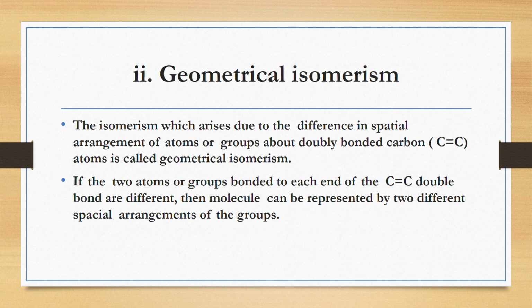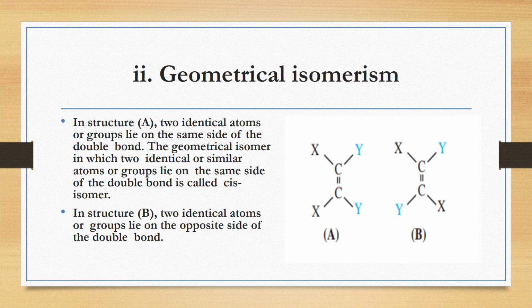Now let's consider geometrical isomerism in alkenes. The isomerism which arises due to the difference in spatial arrangement of atoms or groups about doubly bonded carbon atoms is called geometrical isomerism. If the two atoms or groups bonded to each of the carbon atoms at the ends of the carbon-carbon double bond are different, then the molecule can be represented by two different spatial arrangements of groups. You can see such arrangements in these structures.